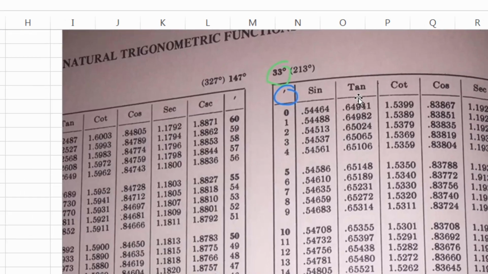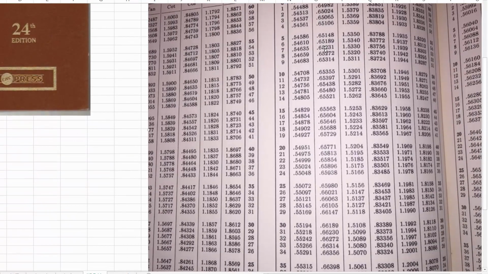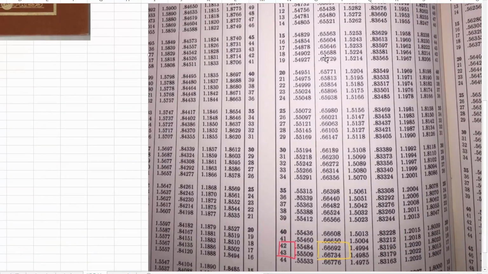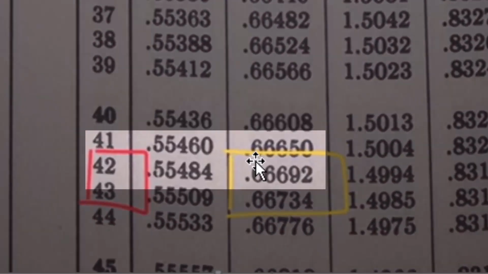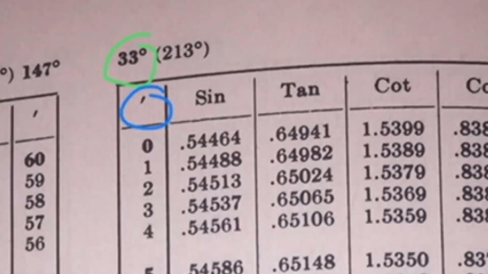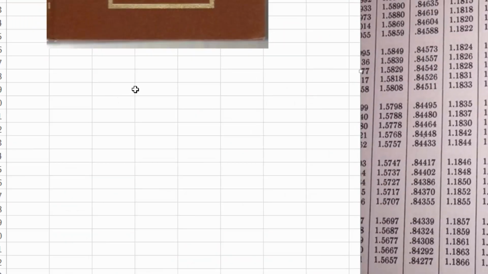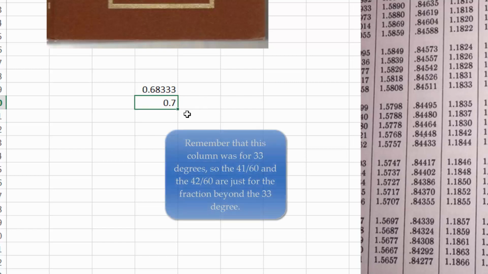So if I wanted the tangent of 0.6667, I actually circled the wrong ones here. I'd go down to 0.66650 and 0.66692, and I'd realize that it was somewhere between 41 and 42 sixtieths of a degree. So if I simply go 41 divided by 60, that's 0.683, and 42 divided by 60 is exactly 0.7. So obviously it's going to be around 0.69, just like we expected.